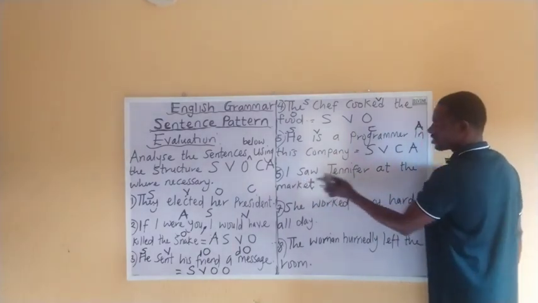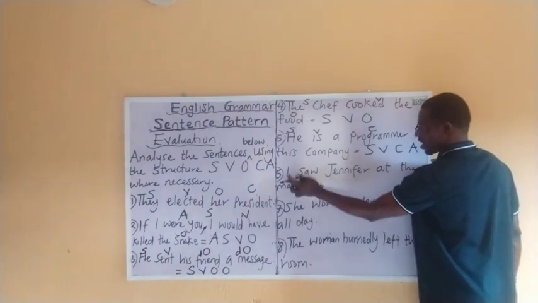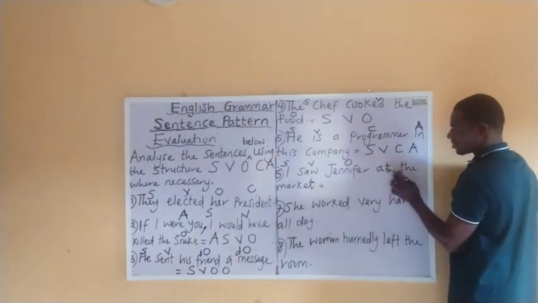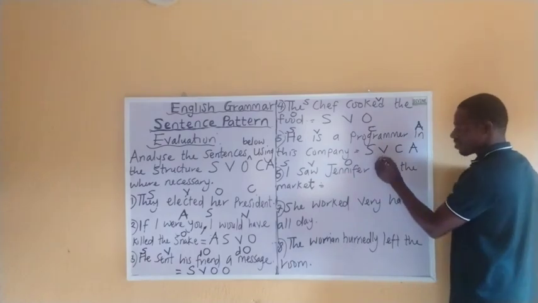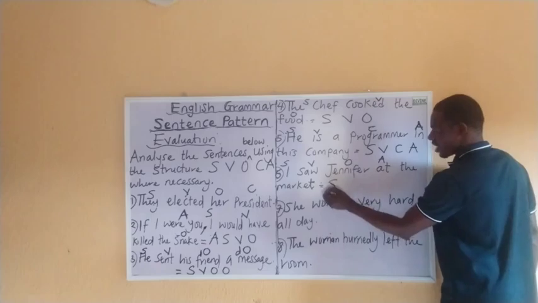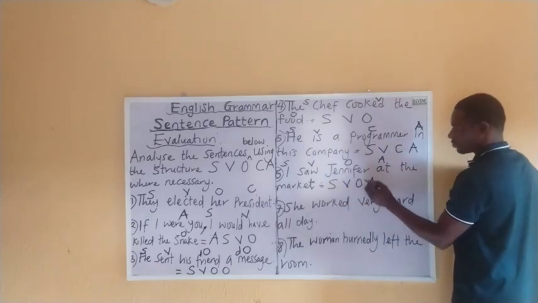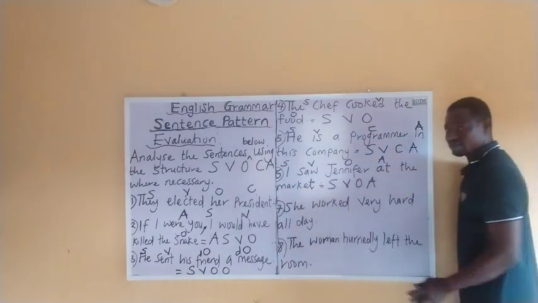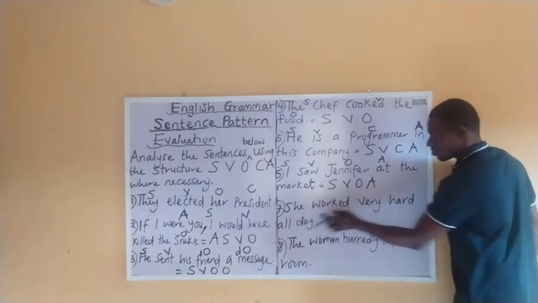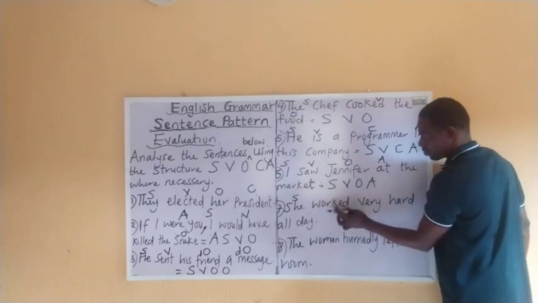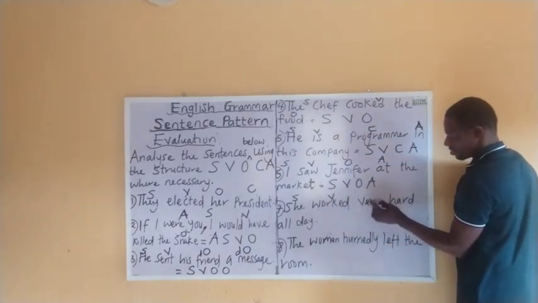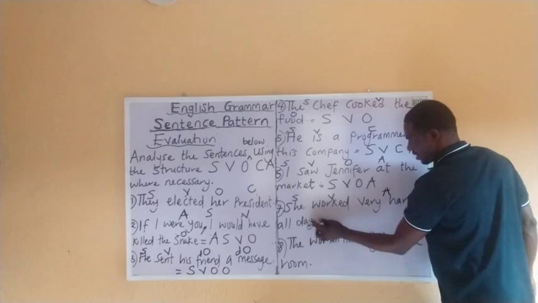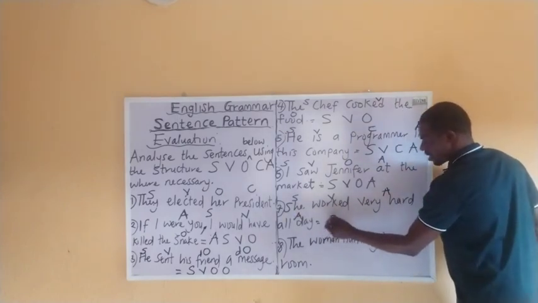Number 6. I saw Jennifer at the market. I is the subject. Saw is the verb. Jennifer is the object. At the market is adverb of place. So the structure is SVOA. Number 7. She worked very hard all day. She is the subject. Worked, verb. Very hard, adverb of manner. All day, adverb of time. So the structure is SVAA.